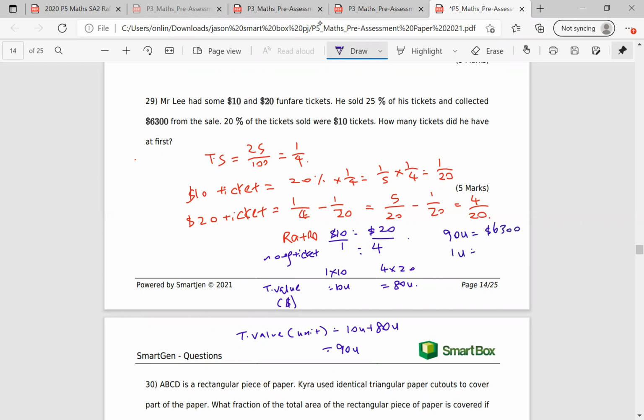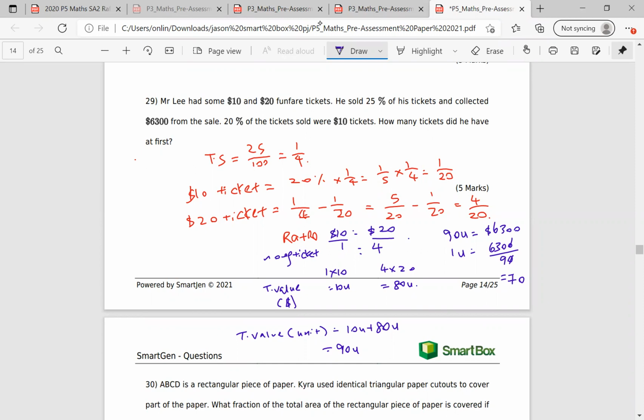$6,300. So 1 unit is equal to 6,300 divided by 90. What we can have here is basically 70. So 1 unit equals 70, which is actually what we are getting for our 1 unit.